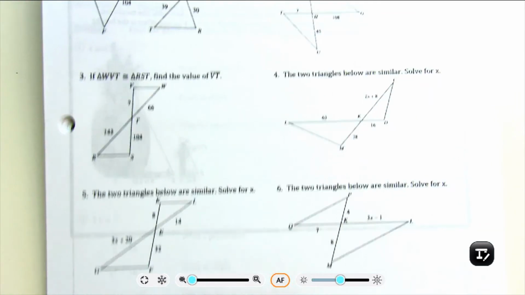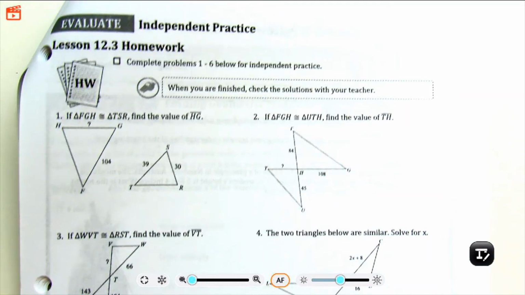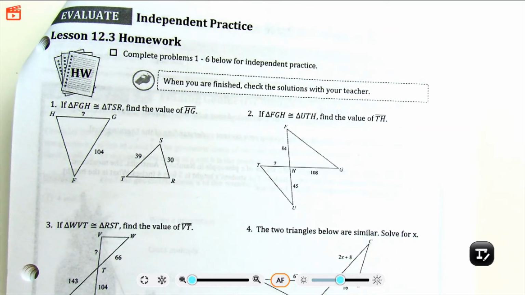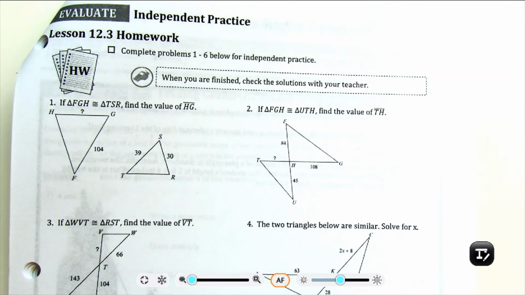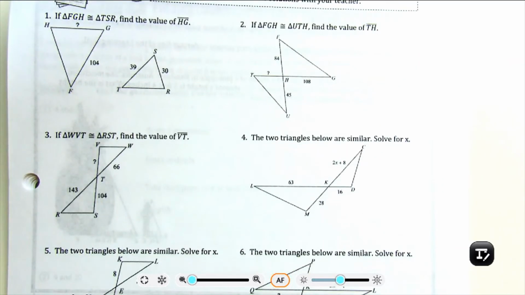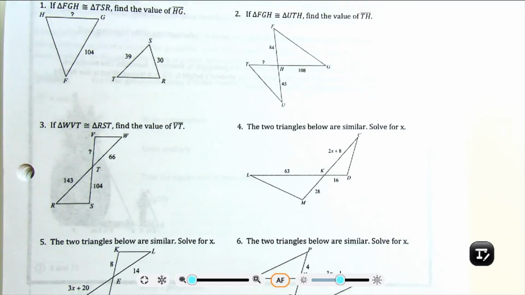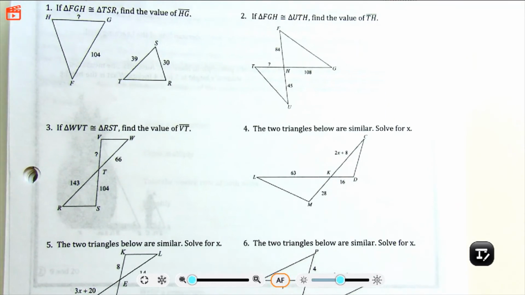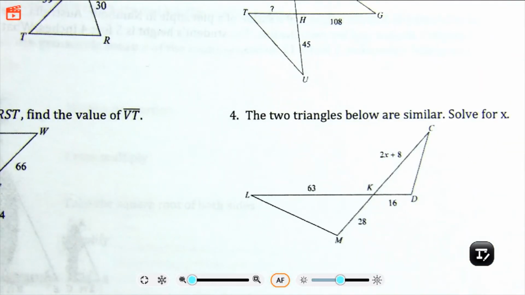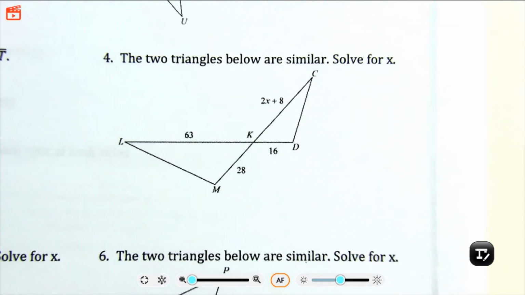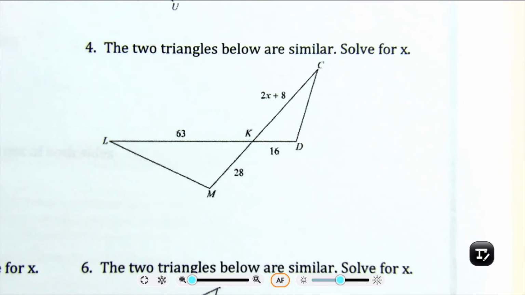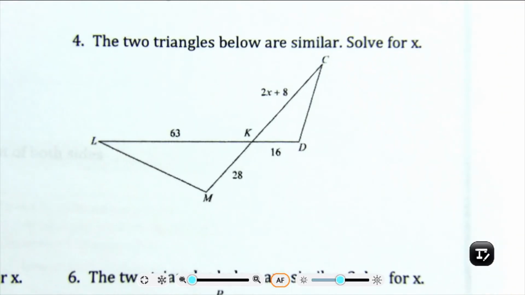Okay, and that completes lesson 12.3. Let me see if there's any homework problems that we can look at that might be a little bit challenging. Okay, let's look at number 4 together. Let me zoom in to problem number 4. Two triangles below are similar, solve for x.